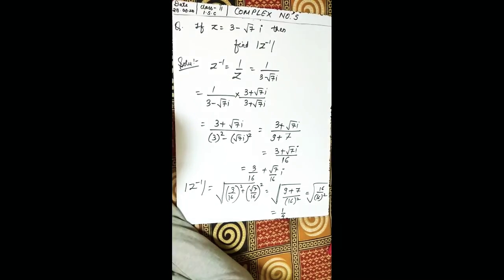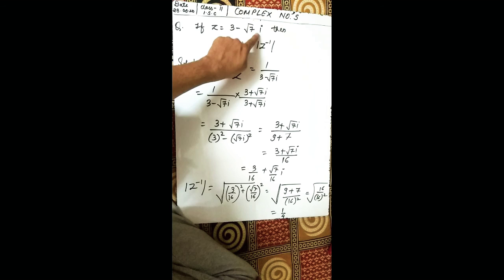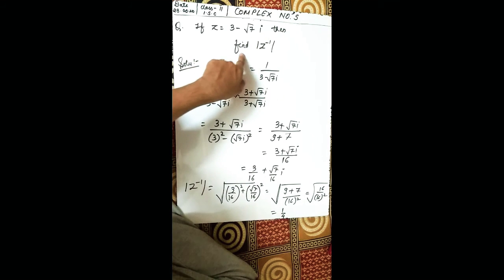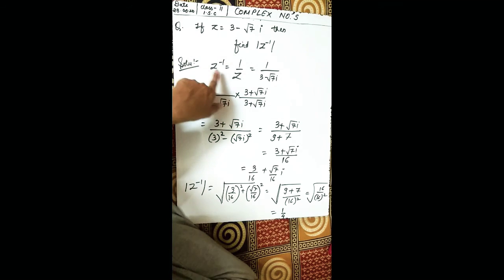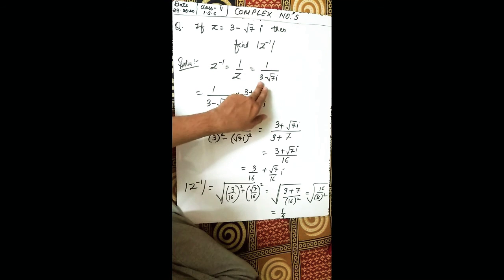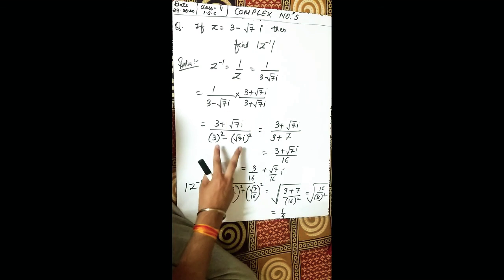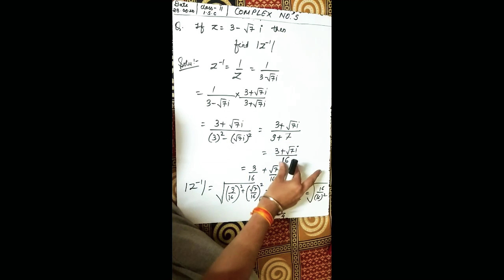Okay, let us understand this question. If z is equal to 3 minus root 7i, then find modulus of z inverse. Okay, so first of all, let us find the z inverse, that is multiplicative inverse of z. So z inverse is 1 upon 3 minus root 7i. We need to rationalize this. So after rationalization, I got this as an answer, 3 plus root 7i upon 16.